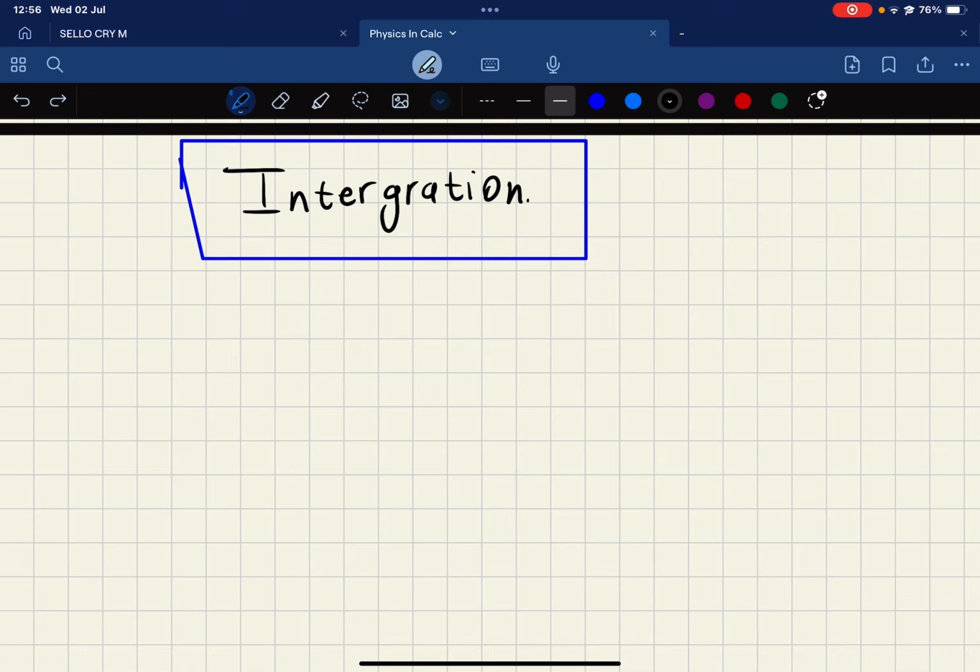Today we are going to talk about integration. Integration is the process of reversing the derived function. Do you understand? So, when I say integration is the process of reversing the derivative of any function, not a certain function, but any function.